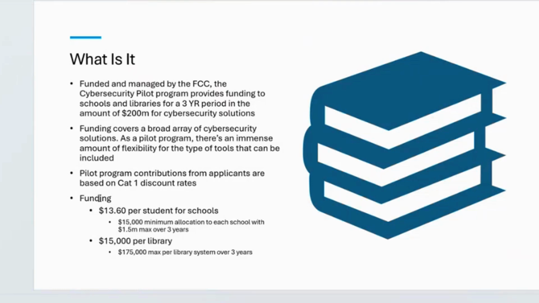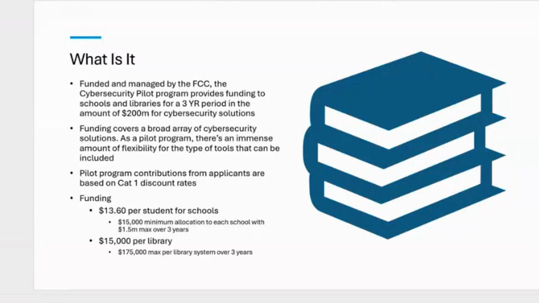The funding covers a broad array of cybersecurity solutions. As a pilot program, it's trying to provide an immense amount of flexibility to include all reasonable requests for cybersecurity solutions. The Form 484, which we will discuss a bit later, does also give applicants the opportunity to state their case as to why certain solutions or resources would be beneficial to them and the cybersecurity impact that those resources and solutions can have for their school or for their library.